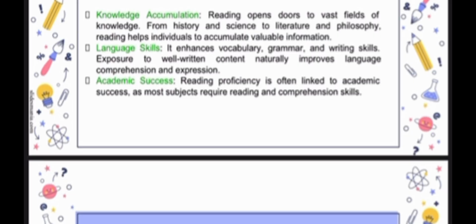Last but not least, academic success. Obviously, if you know how to read, you have a bigger chance of academic success than those who do not know how to read at all. Reading proficiency is often linked to academic success, as most subjects require reading and comprehension skills.